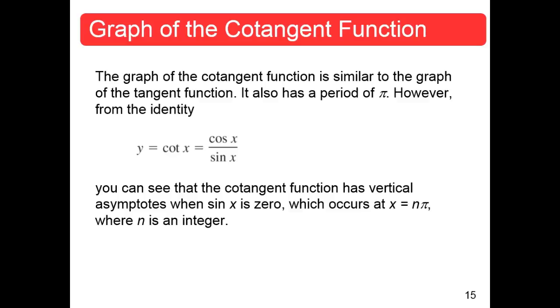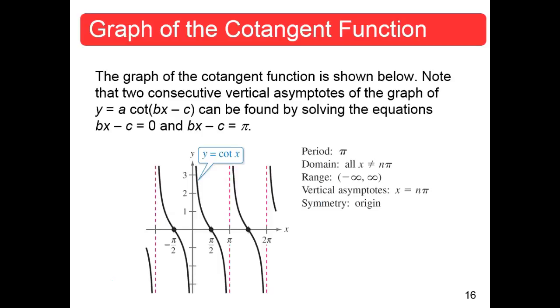So therefore, for your cotangent, you know exactly where those vertical asymptotes are going to be: at the whole pies, n pi, where n is 0, 1, 2, 3, 4, 5. That's where that is. So draw in those vertical asymptotes immediately. Vertical asymptotes when sine x is 0, which occurs at n pi, where n is any integer. Okay. The graph of the cotangent function is shown below.